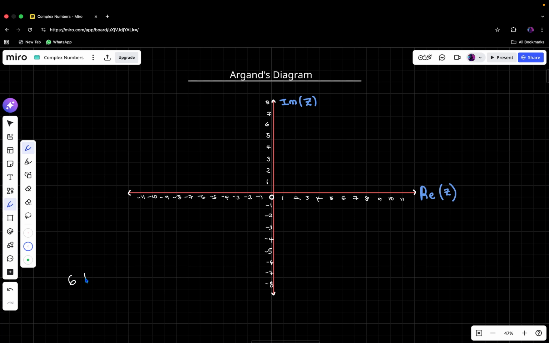6 plus 7i. How do you represent it? And this is a complex number. You can't really place 6 here. Okay, let me start now.